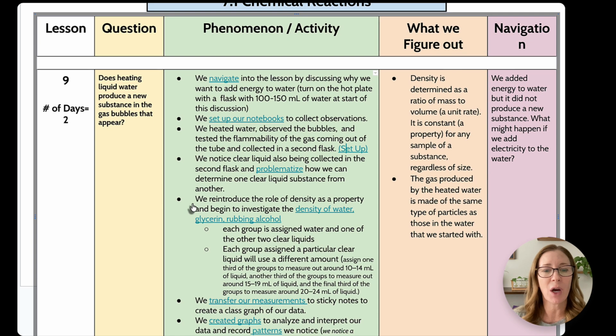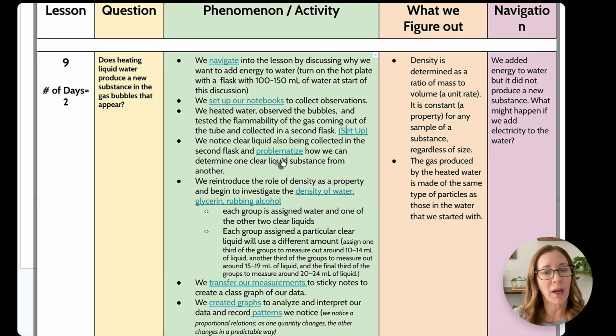And then we notice that the clear liquid is also being collected. I already went over that. And we problematize how we can determine one clear liquid substance from another. And this is where we think, well, we need to measure the density. So we reintroduce the role of density as a property, that these properties do not change. And we're going to begin the investigation.